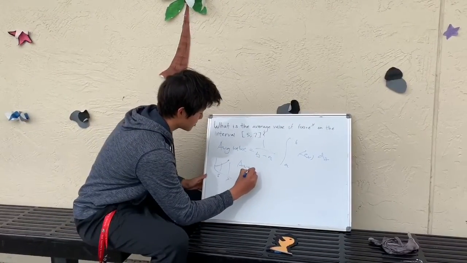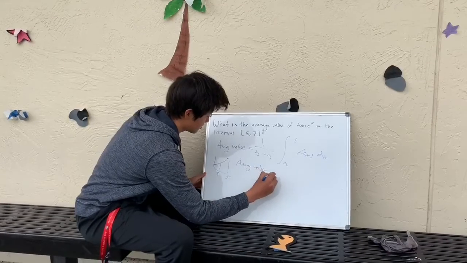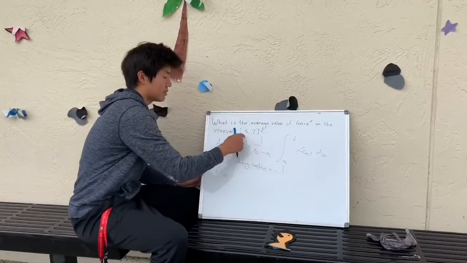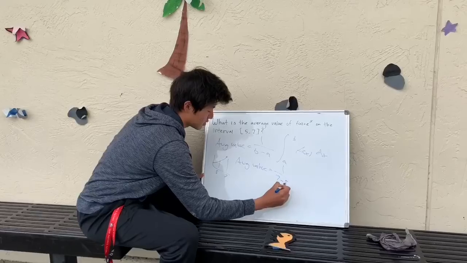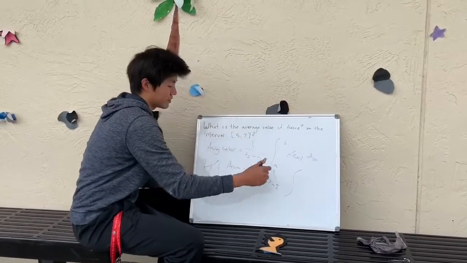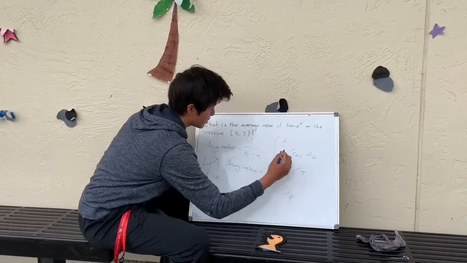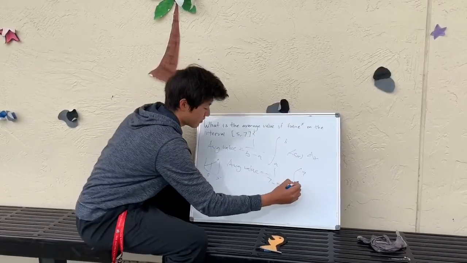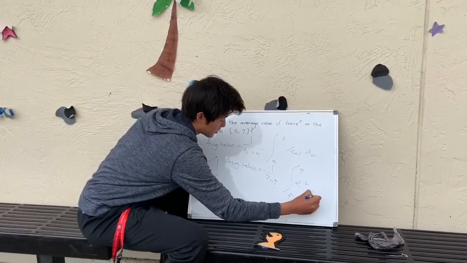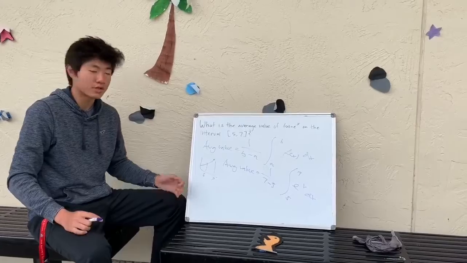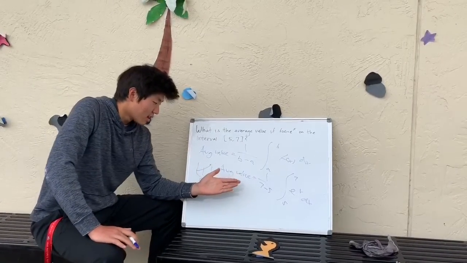Average value equals 1 over b minus a, times the integral from 5 to 7. So here, e to the x is f of x, and you put dx for that.